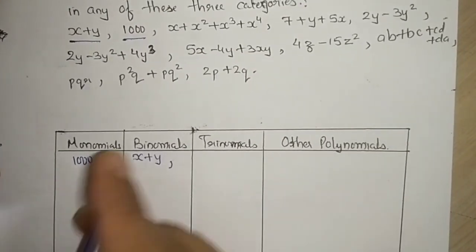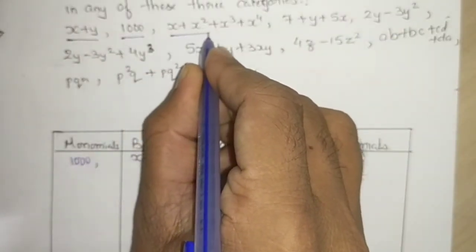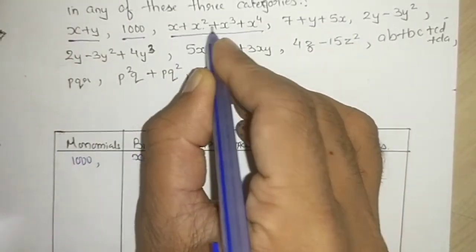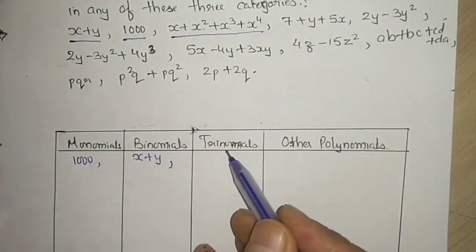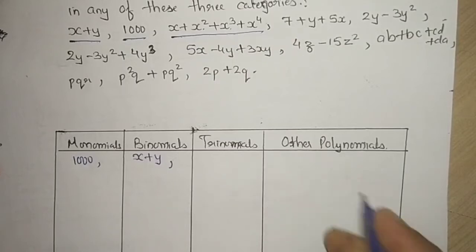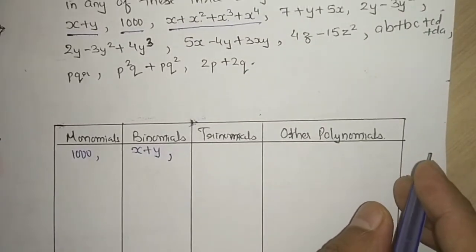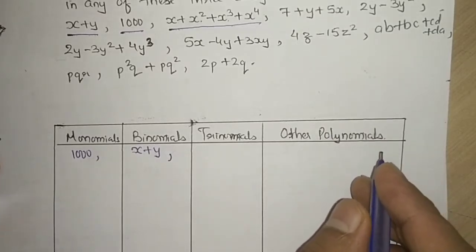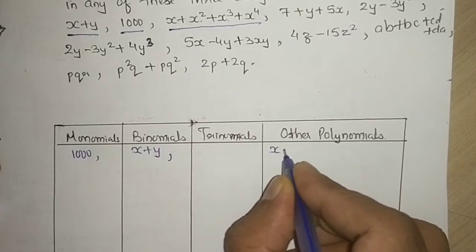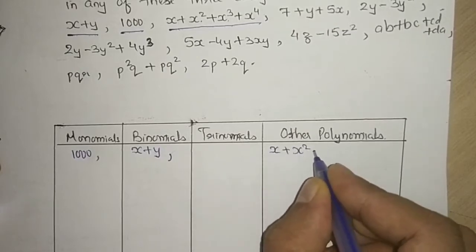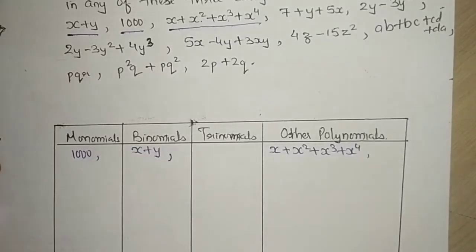Then coming to the next expression, you can count 1, 2, 3 and 4. We don't have 4 terms category, so we will place it in other polynomials, because a polynomial having one or more than one term will be a polynomial also. So we will place here x plus x square plus x cube plus x raised to 4.